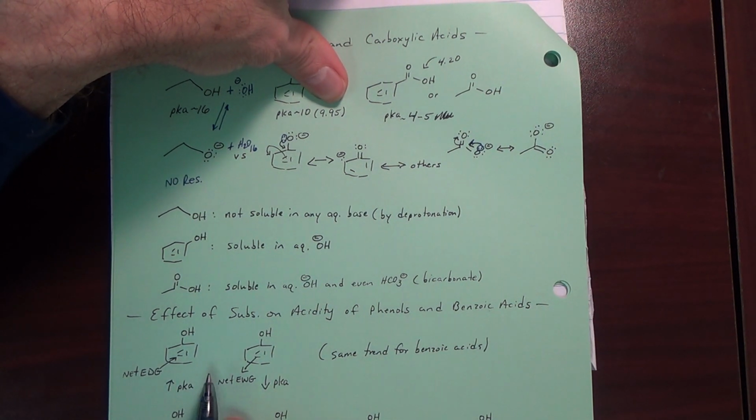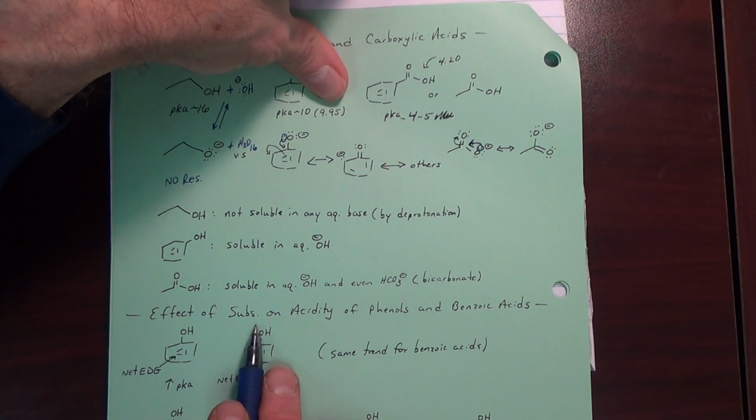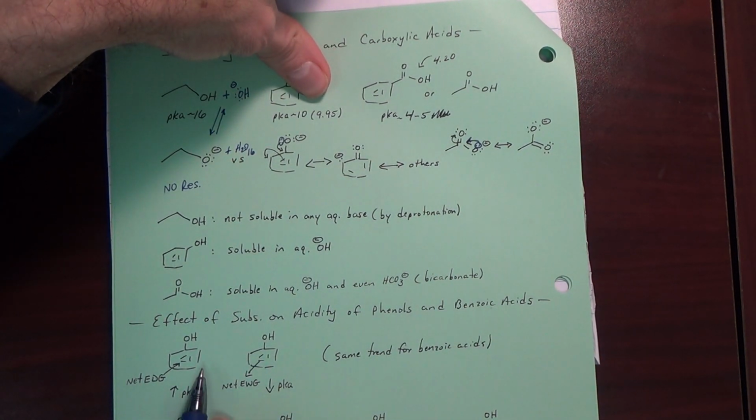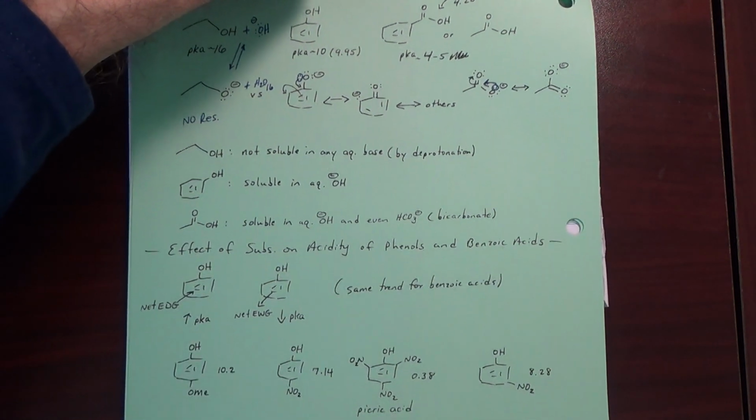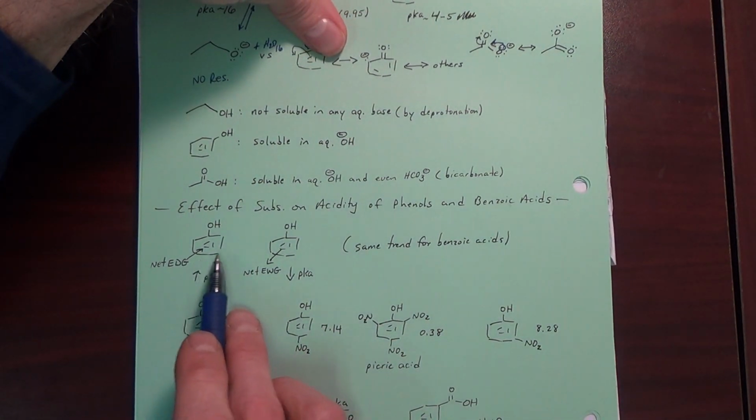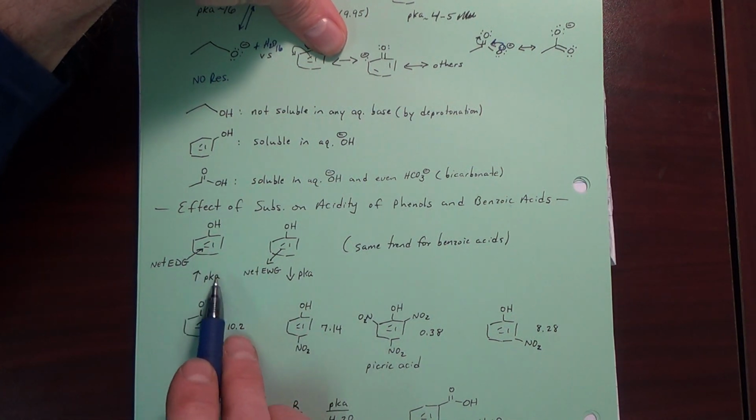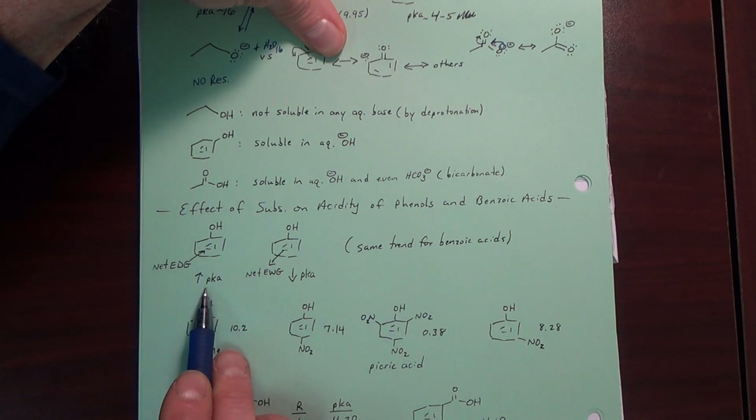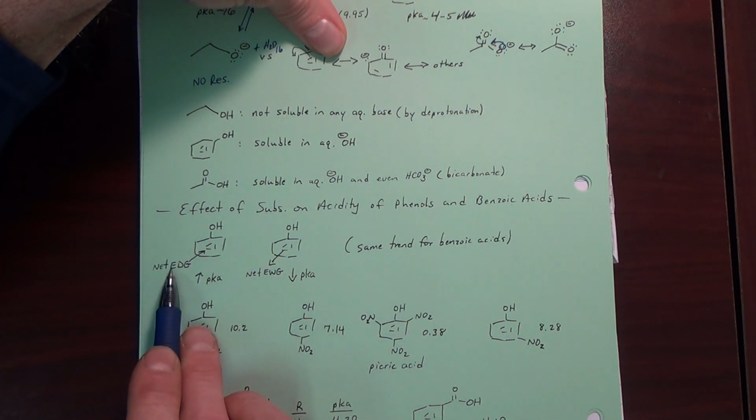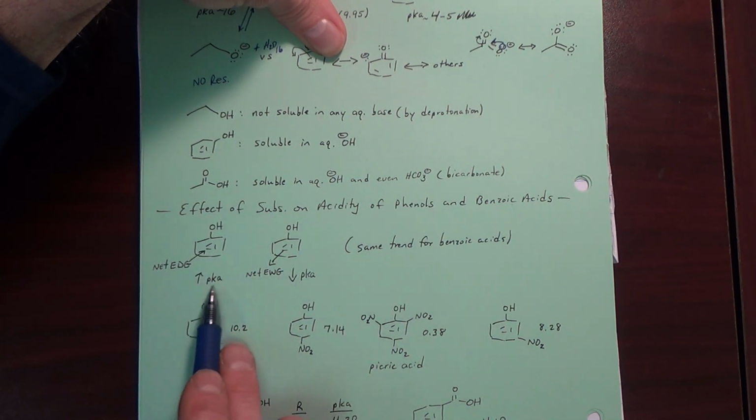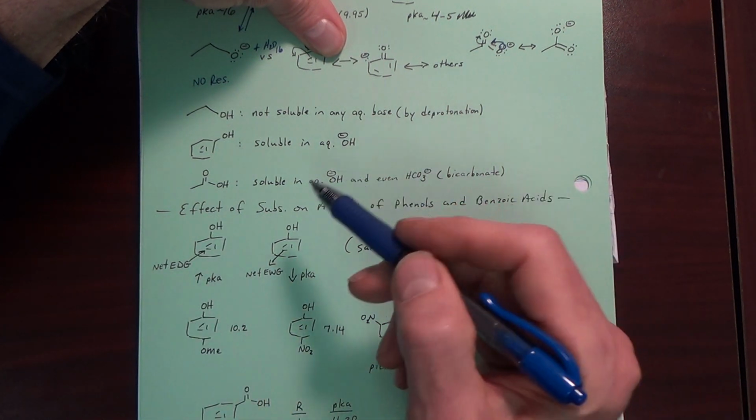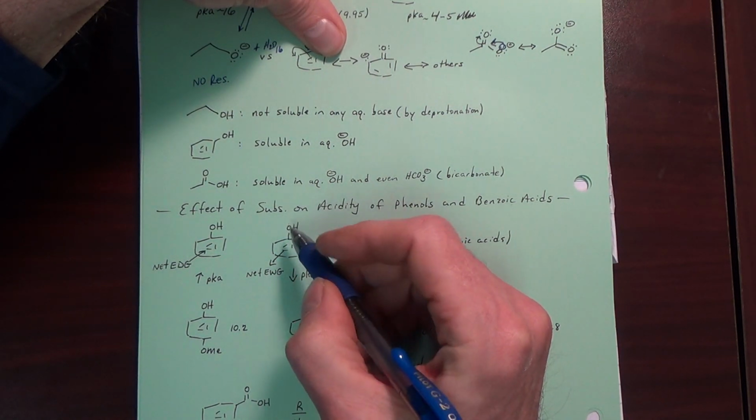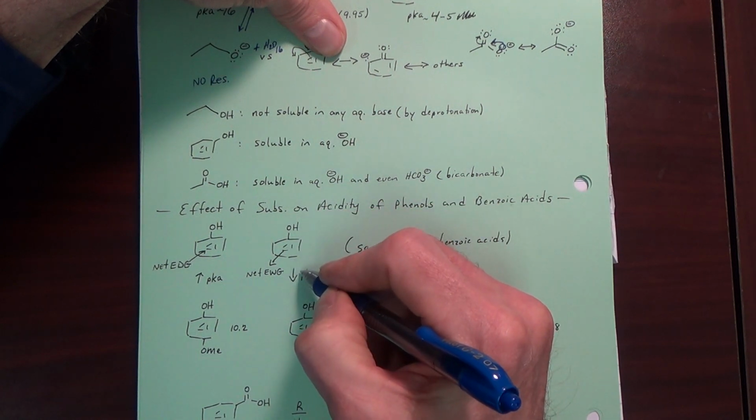Okay, let's look at the effect of substituents on the acidity of phenols and benzoic acids. That is, we have an aromatic ring. What is the effect of substituents? Well, if you have a net electron donating group on your phenol, that's going to make the phenol less acidic. It will increase the pKa. If you have a net electron withdrawing group on the phenol, that will make it more acidic and lower the pKa.